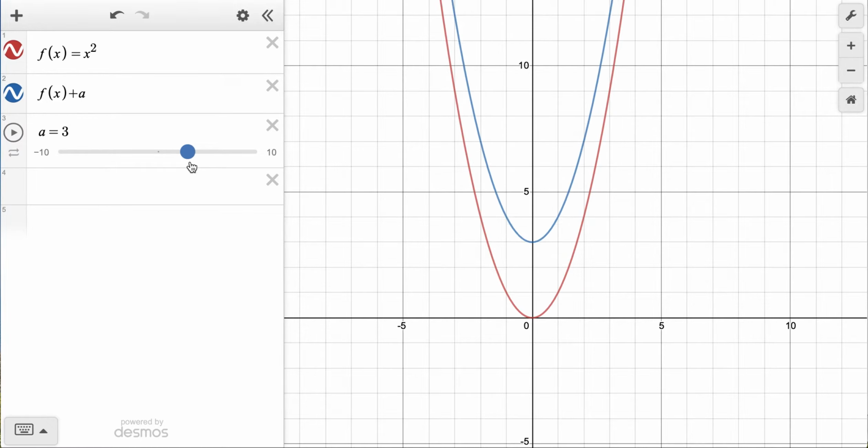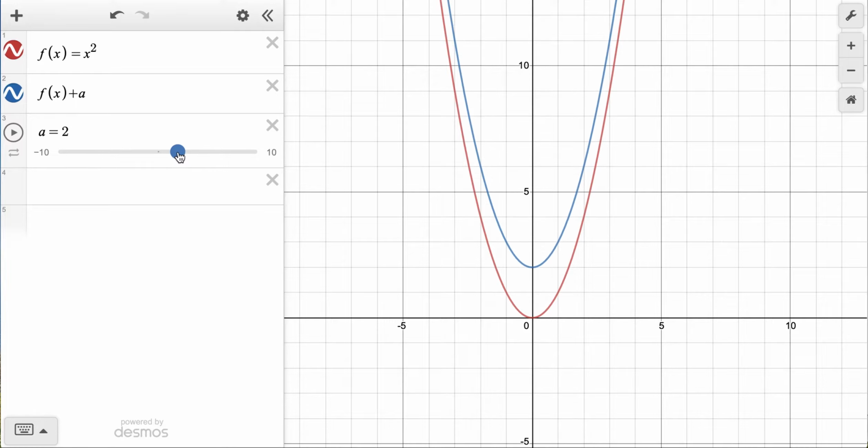Okay, and so that's 3, isn't it? Let's go back down 1. Sorry, f of x plus 2. So there we are. That's f of x plus 2 for that original function x squared.